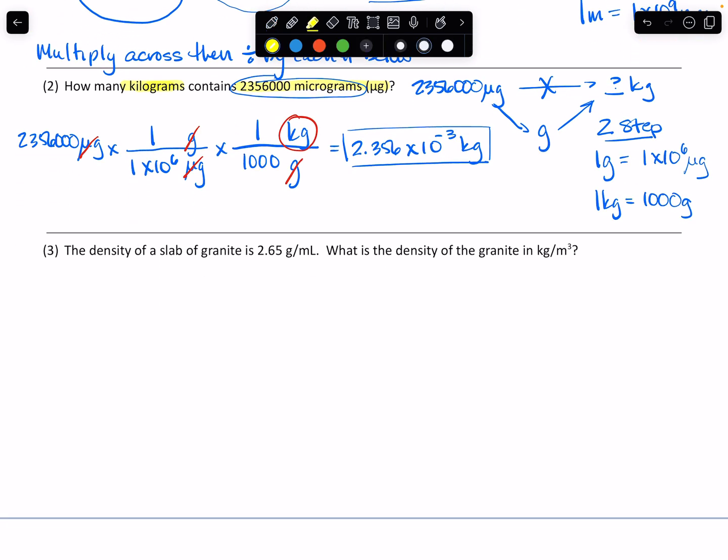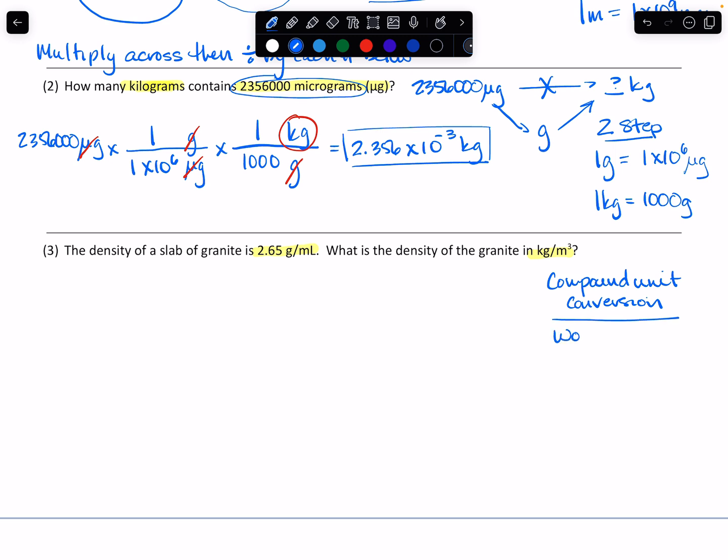The density of a slab of granite is 2.65 grams per milliliter. What is the density of granite in kilograms per meter cubed? All right, so this is a little tricky. This is a compound unit conversion. So we're going from a compound unit to a compound unit.